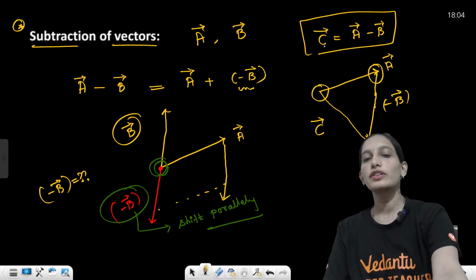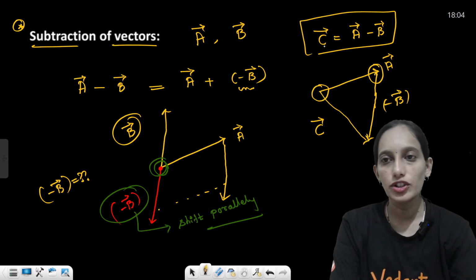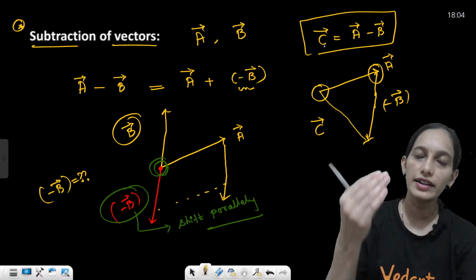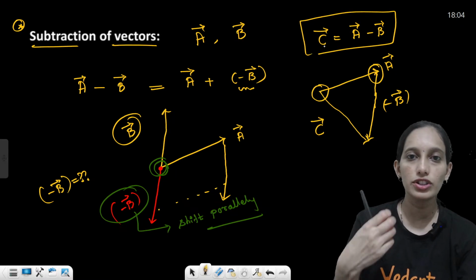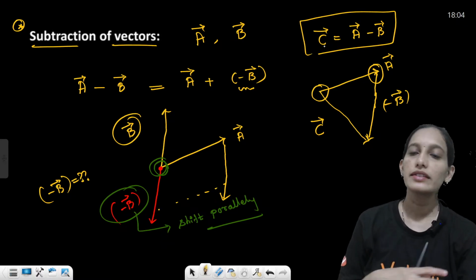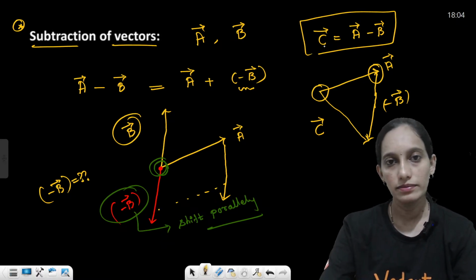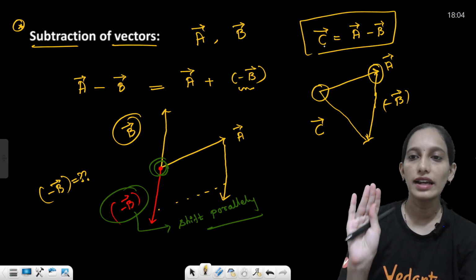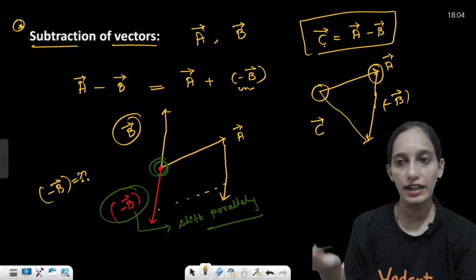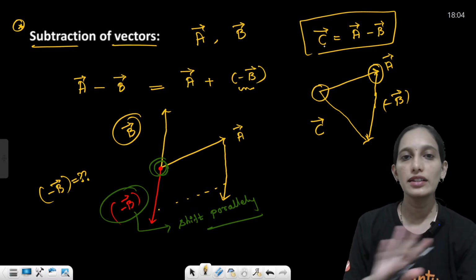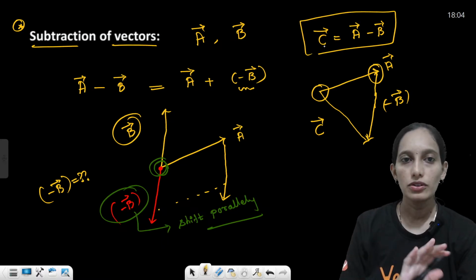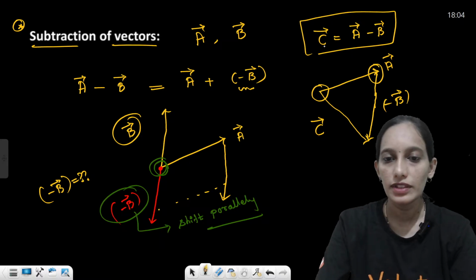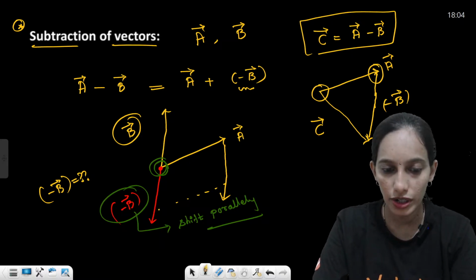So subtraction of the vector by triangular addition method, what do you do? Consider the given two vectors, find the negative of one of the vectors which needs to be subtracted, okay? And then just follow the triangular law of addition, that is join the head to tail of the a vector and minus b vector. The third side taken in the reverse order is going to give you the subtraction of the two vectors, okay? Is that clear? Hope no doubts.